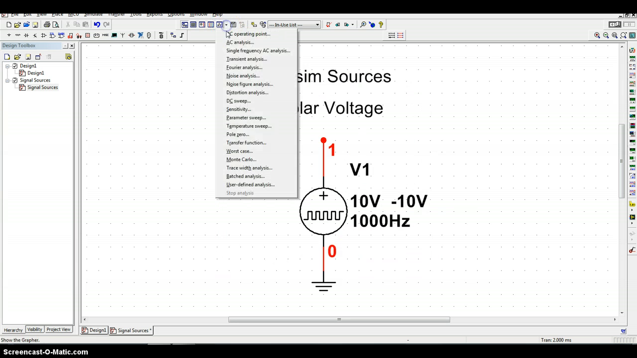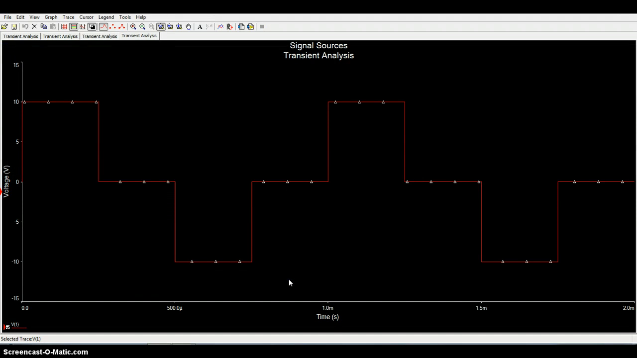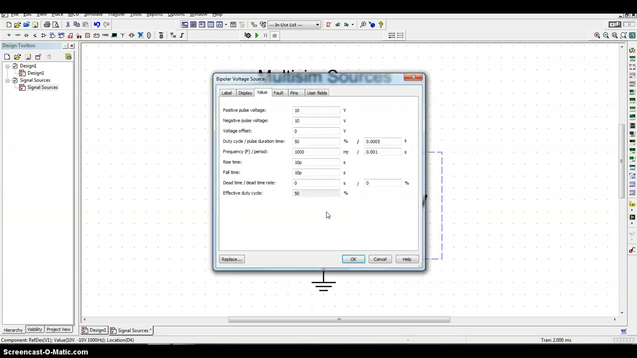Okay, we'll go to transient analysis again, and I'm going to go from 0 to 2 milliseconds with a time step of 10 microseconds, and I hit simulate. Well, notice what's happening here. The 50% means it's 50% of a half cycle rather than 50% of a full cycle. So I want to get out of there and go back. And this time I'm going to set that to 100.